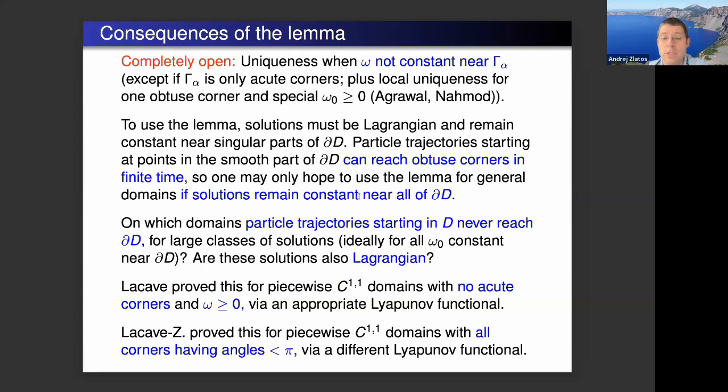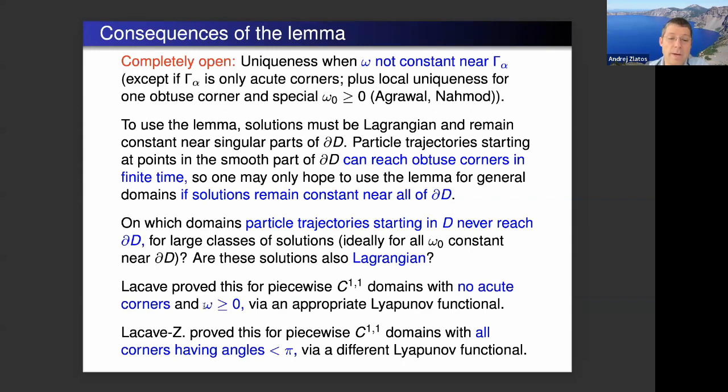Okay, so how about now this question? We start with vorticity that is constant, you can think of 0 near the boundary. And then the question is, when can particle trajectories reach the boundary in finite time? And so Lacaze actually proved the first result when he had a piecewise C^{1,1} domain with actually no acute corners. This is sort of funny because the acute corners are the good ones and the obtuse and larger corners are bad ones. But his approach required no acute corners, and all larger corners were fine.